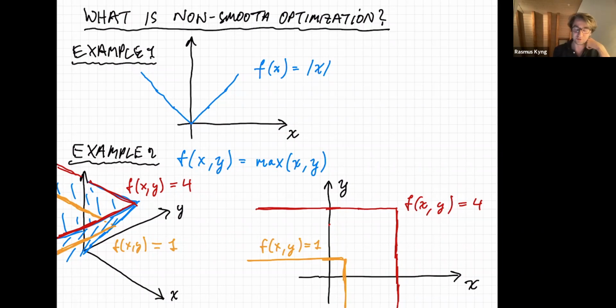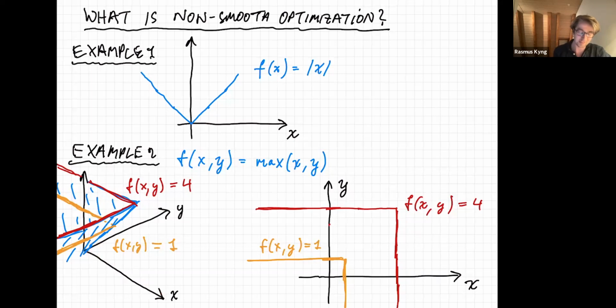So a non-smooth function could be f of x is the absolute value of x. So it's like this thing. This is not smooth because there's a kink in the function here where the gradient changes very suddenly. Another example could be f of x and y, so two coordinates, is the max of x and y. And I tried, I will say bravely, to draw that in 3 dimensions here.